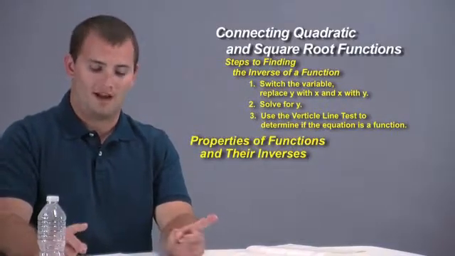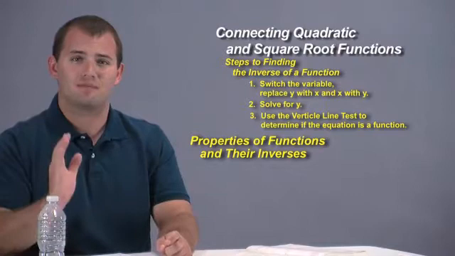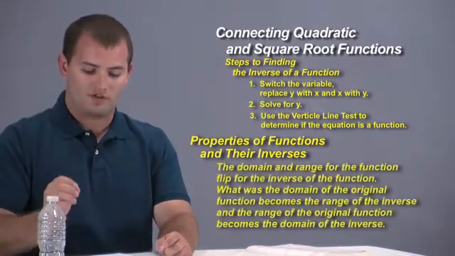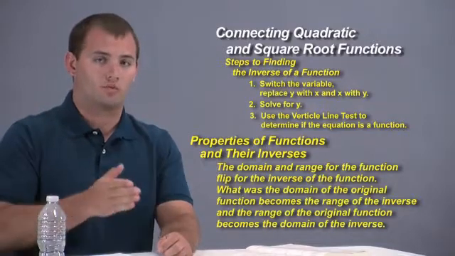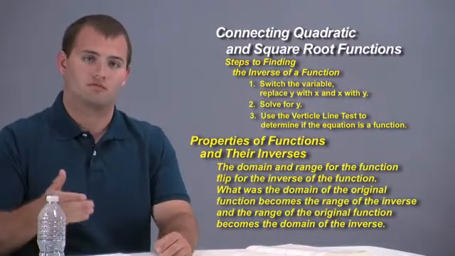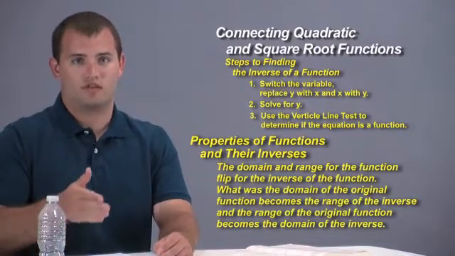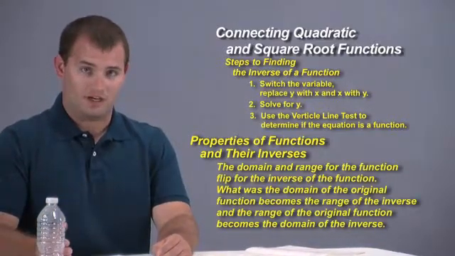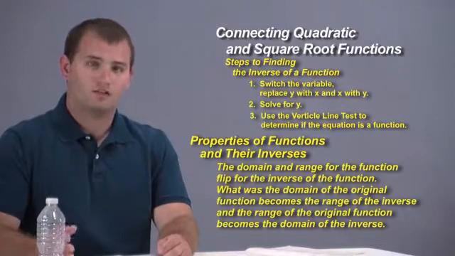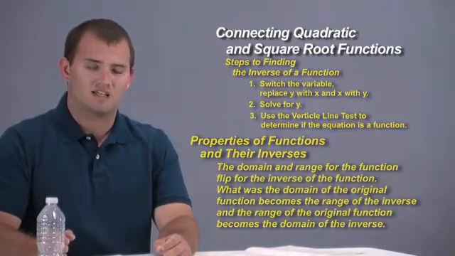Now let's look at some of the special properties of functions and their inverses, particularly the relationship between the domain and range. Here's the main thing. The domain and range for the functions flip for the inverse function. What was the domain for the original function becomes the range for the inverse function, and what was the range for the original function becomes the domain for the inverse function. Pretty neat, huh? Okay, let's work through some examples and we'll see these properties.